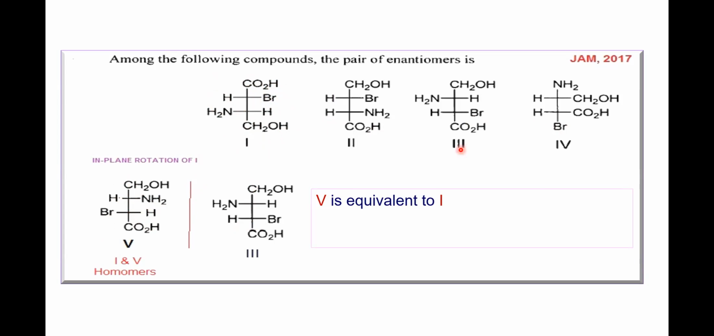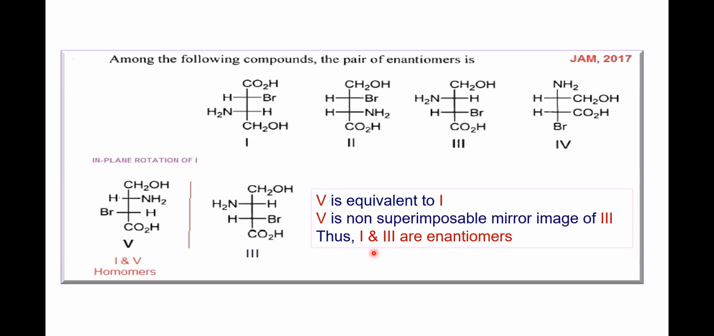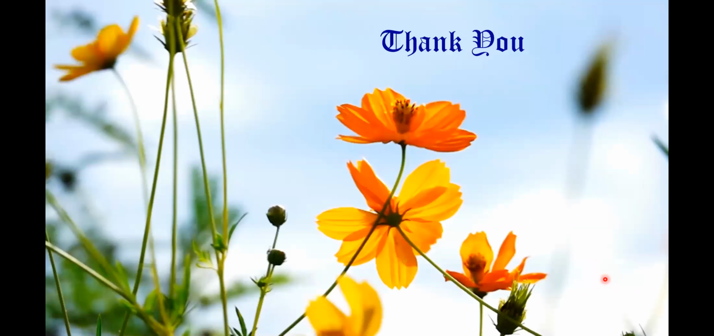Now look at the third one. The third one is the mirror image of 5. So 5 is the same as 1. Therefore 1 and 3 must also be enantiomers. Because 5 and 3 form a pair of enantiomers, naturally 1 and 3 must be enantiomers. Yes, the answer is 1 and 3.